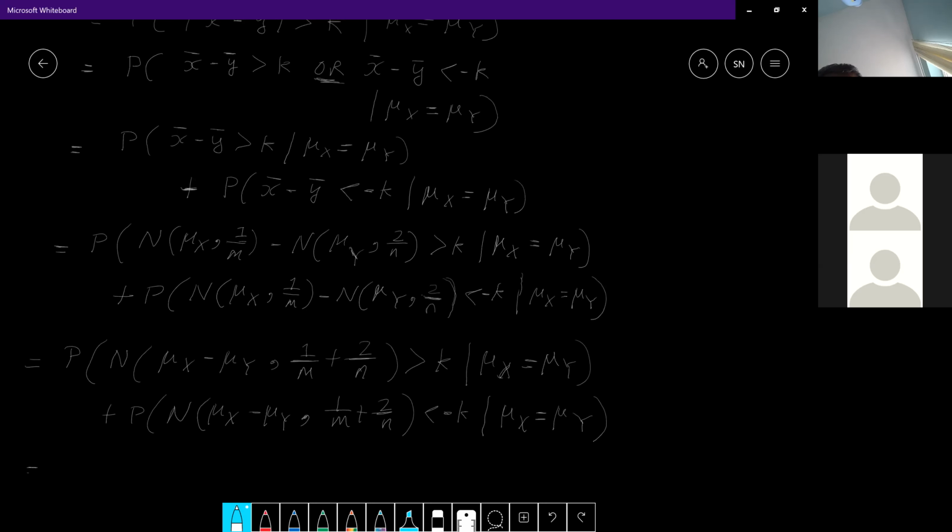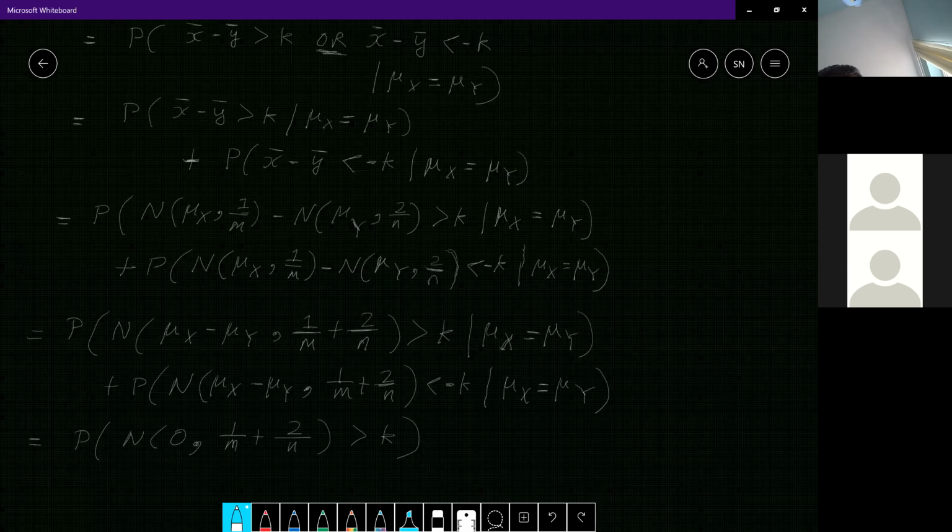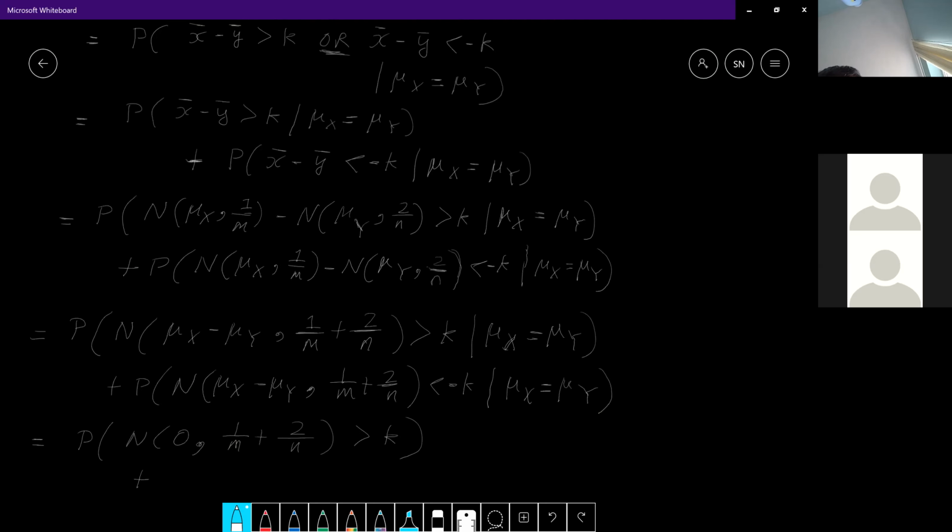Now, because given the conditioning that mu x is equal to mu y, this would be the probability that a normal variable with 0 mean and variance equal to this is greater than k. We don't need the conditioning anymore, okay, because we used it. And plus the probability that a normal with 0 mean and the same variance is less than minus k, right?